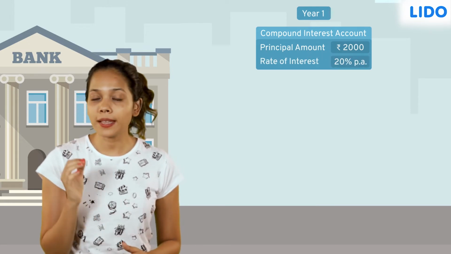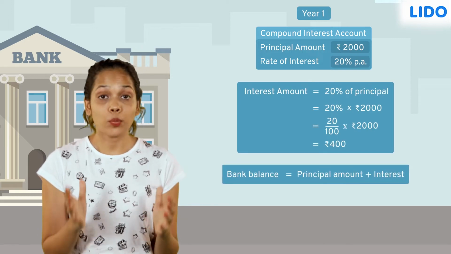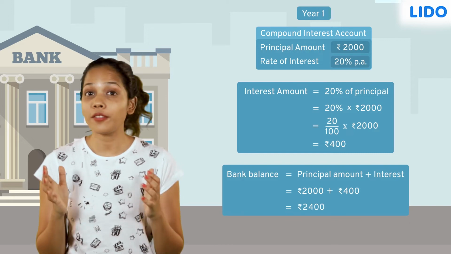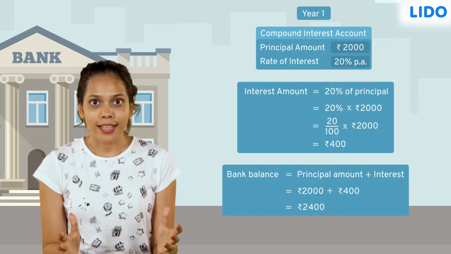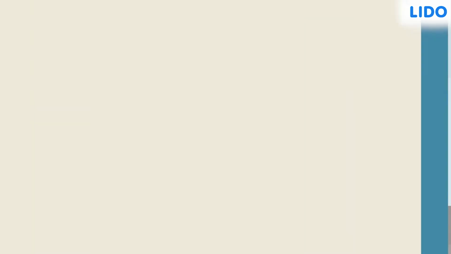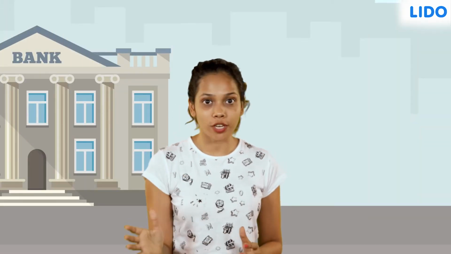Let's look at the account with compound interest next. The rate of interest is 20% per annum. At the end of year 1, the bank balance will be principal plus interest, which is equal to 2,400 rupees. Guess what? At the end of year 1, both the accounts had the same bank balance. Then where does the extra 80 rupees come from? Hang on. It is from the second year that things start to change.